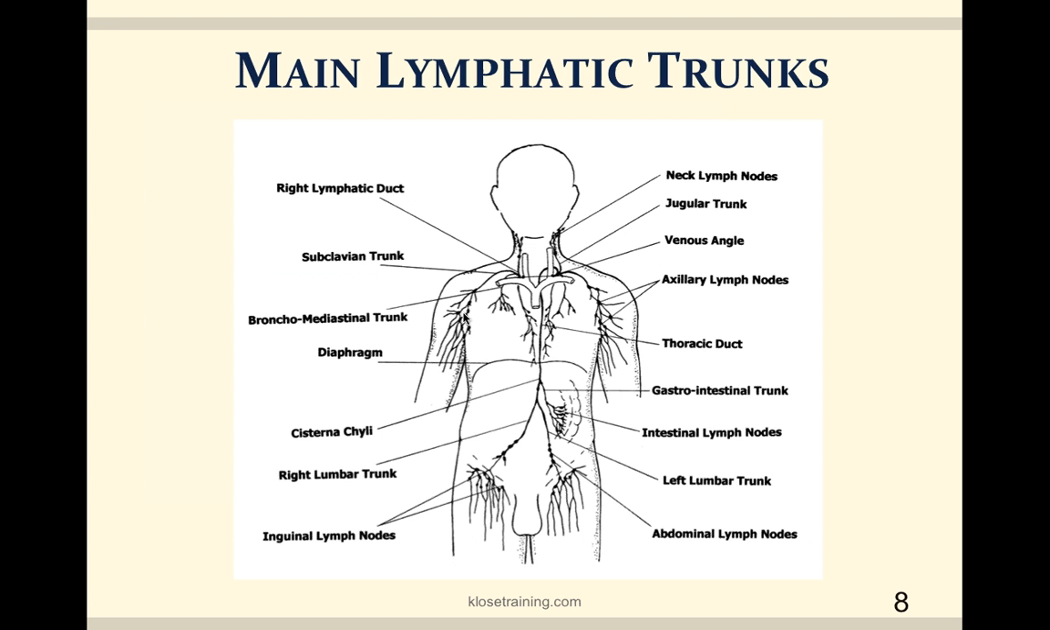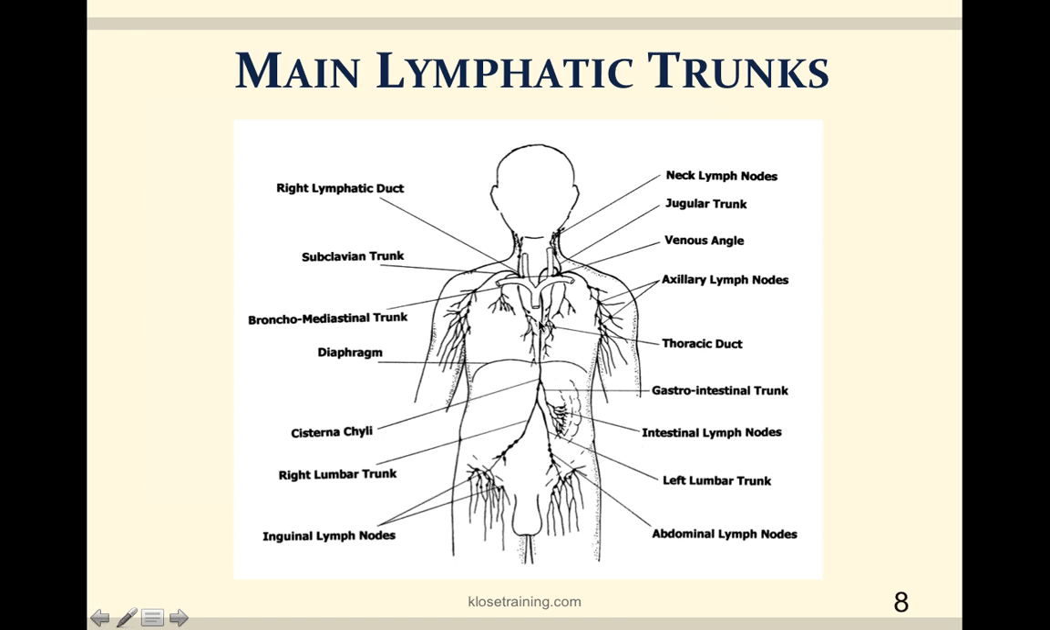So if we look at this picture, this is a picture of the superficial lymphatic collectors that transport fluid. If we go from the bottom, you'll see here we have the right lumbar trunk and the left lumbar trunk. Those are coming off of the inguinal region, and they're going to join together at a point called the cisterna chyli. That's right here, and it's about the level of L2 in the body. And then from here, the fluid is going to go up the largest vessel, which is called the thoracic duct.